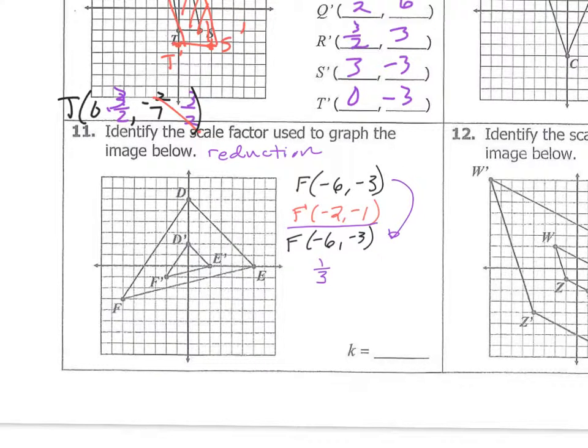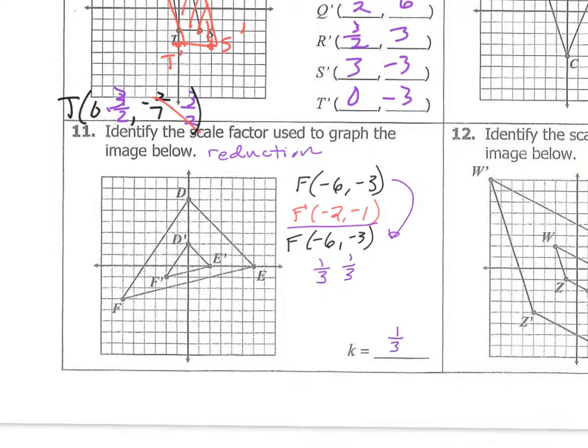What about the y values? What's -1 over -3? 1/3. See how they're the same? So our scale factor is 1/3. And doesn't that make sense for a reduction? What's happening to your x and what's happening to your y should be the same thing. So then you can go ahead and look at, and we'll just do one additional point here.